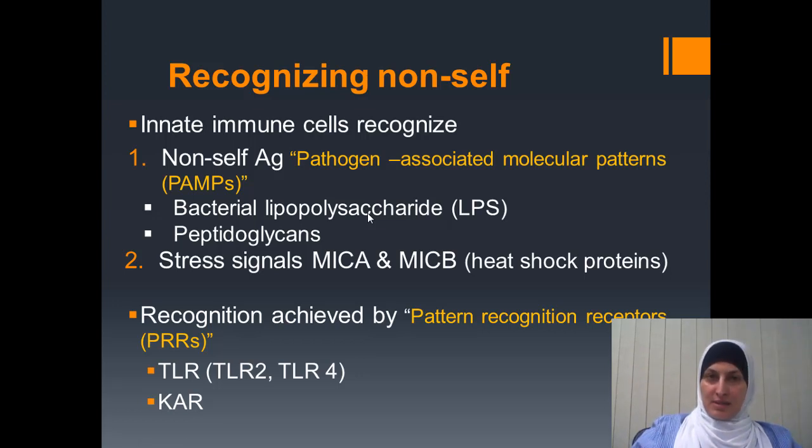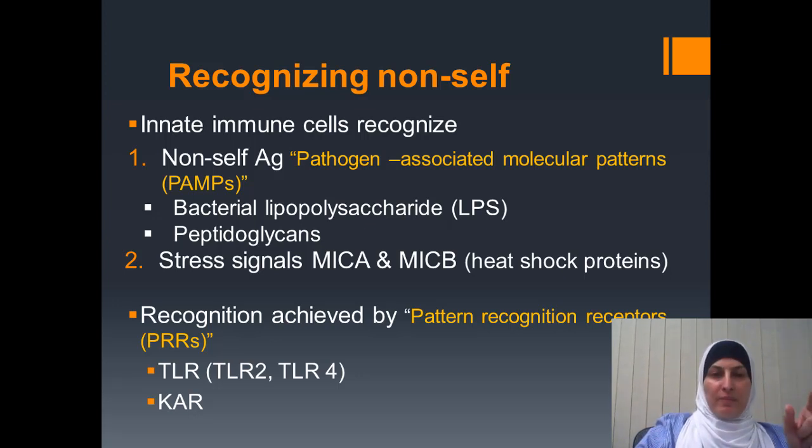So the innate immune system, in order to recognize the non-self, should have the ability to recognize particular structures that would never be present in the human body. We call these antigens pathogen-associated molecular patterns. And this is still a broad term, a broad category of structures. It does not have the ability to differentiate between different types of pathogens.